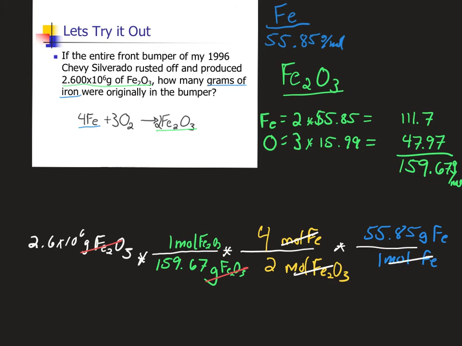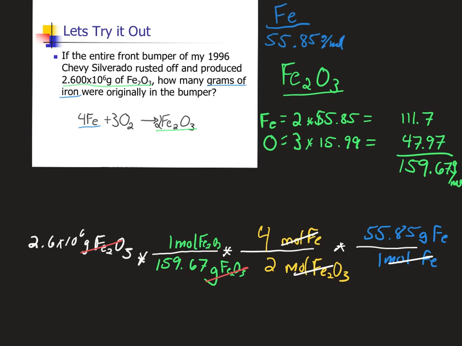We end up putting everything into our calculator. So 2.6 times 10 to the 6th times 4 times 55.85 divided by 159.67 times 2. And you get a very large number.